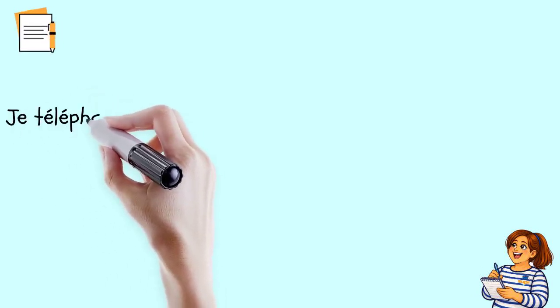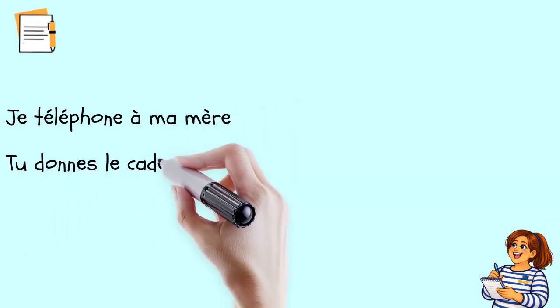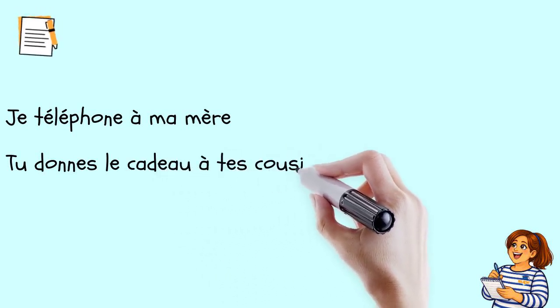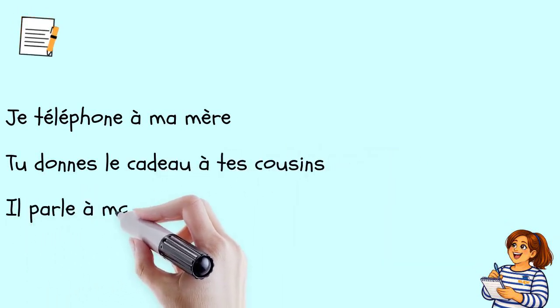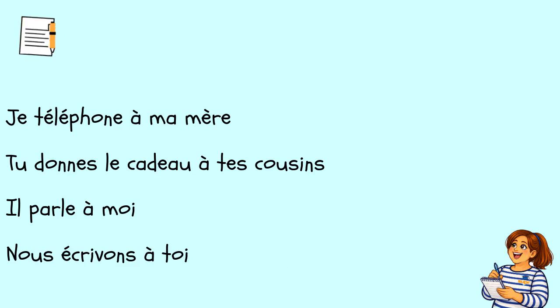Okay, time for you to have a practice. See if you can rewrite these sentences by replacing the indirect objects with the correct pronoun. So we have je téléphone à ma mère, tu donnes le cadeau à tes cousins, il parle à moi, nous écrivons à toi. If you want to pause the video here to give yourself time to think and write your answers, remember we're identifying the indirect object and replacing it with the pronoun.